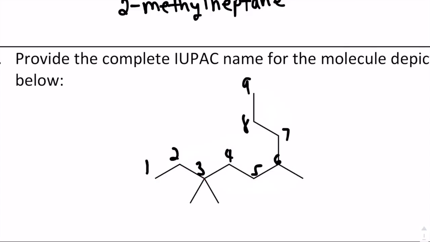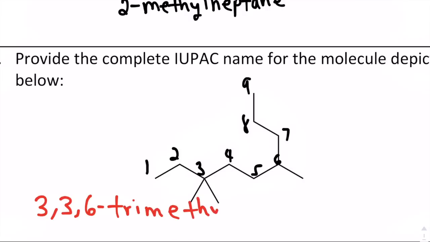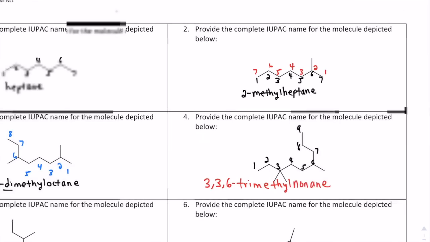Okay, and then we're just going to indicate the position of those substituents. So we have 3, 3, and it looks like at 6, trimethyl. And this is 9 carbons, so that's nonane. Okay, so 3,3,6-trimethylnonane. All right? Okay, let's keep going.